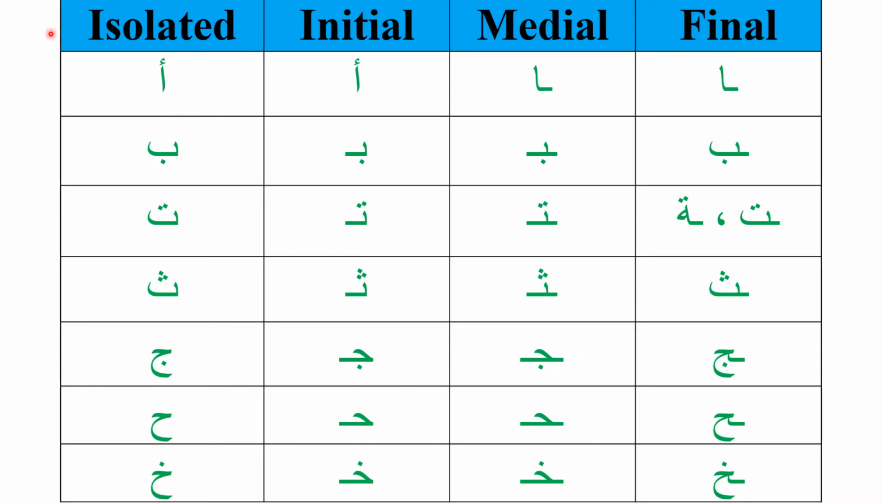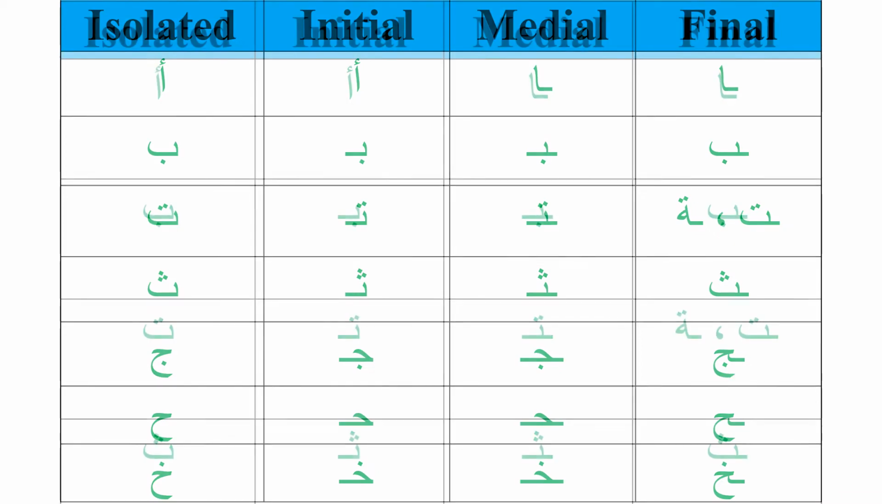So we're focusing on what it looks like isolated, initial, and in the middle. Same here with ta, tha, jim. This is what it looks like in the middle, connected to something on both sides. So we get the idea. And this is what it looks like at the final. Same here. So we will get to the next slide.